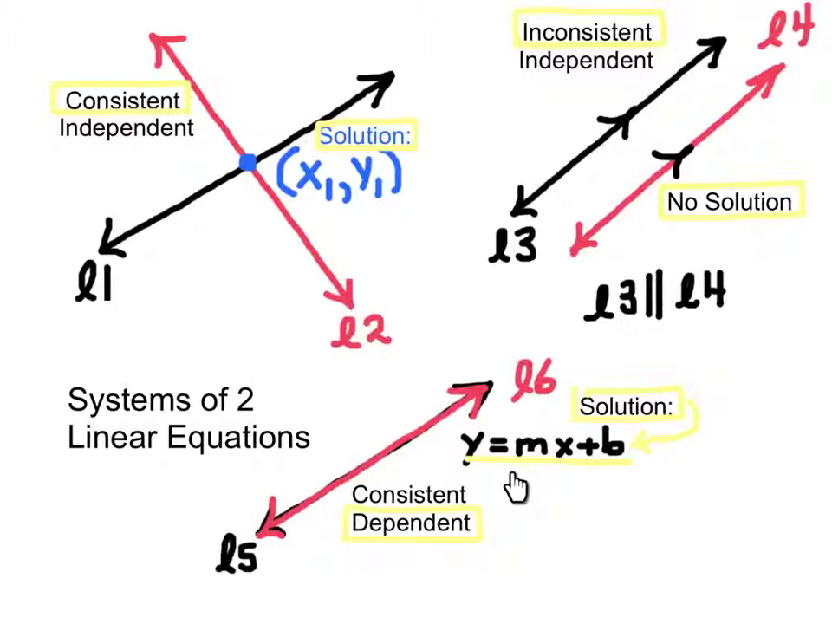When we're looking for the solution of systems of two linear equations, the solution is where they intersect. So the solution for our first system of equations, line 1 and 2, is the ordered pair x1, y1. The solution to our second set of equations, line 3 and 4, is that there is no solution because they never touch. And the solution to our third system of linear equations, line 5 and line 6, in fact is the line itself because they touch at all points on the line.